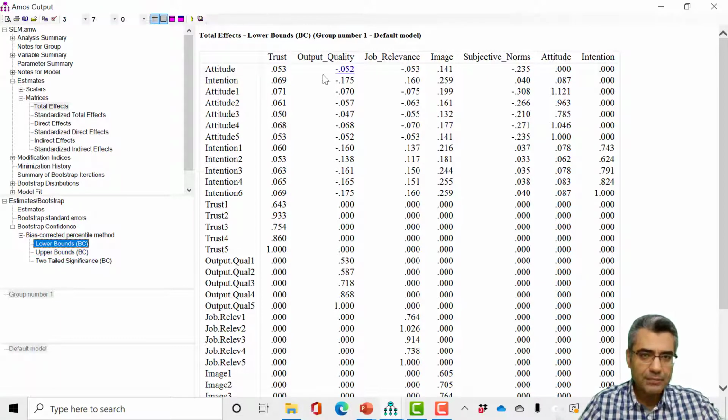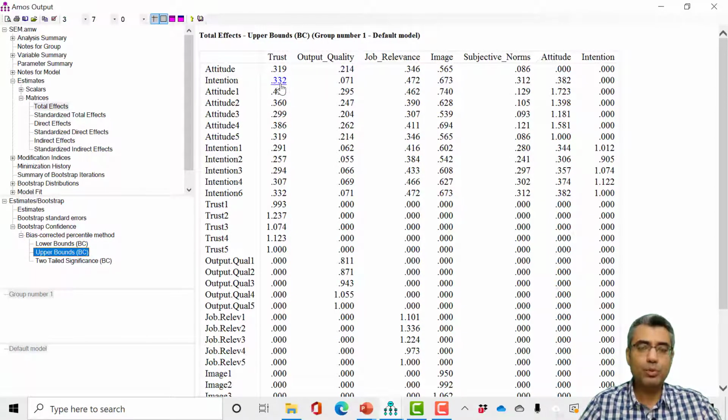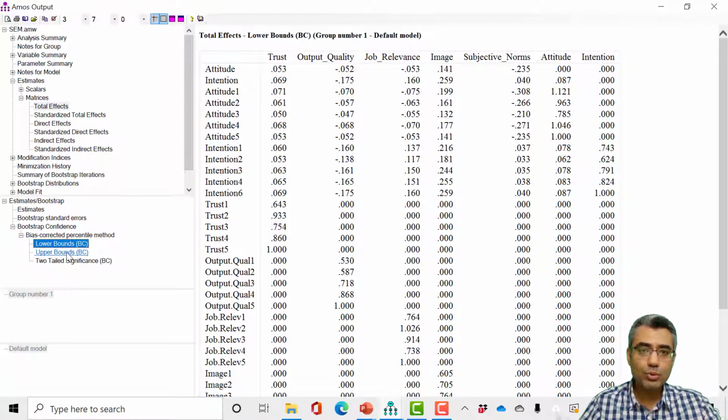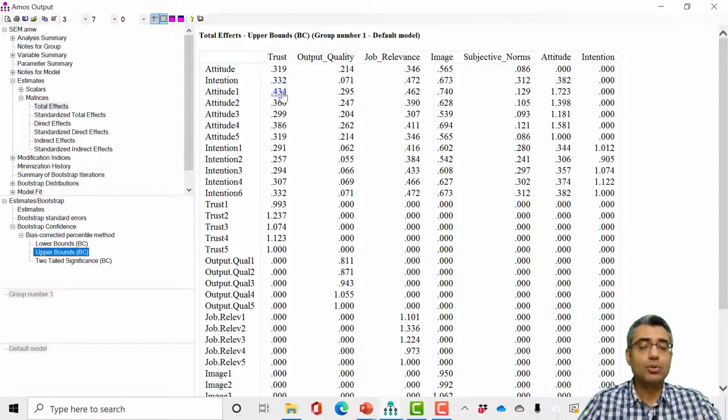For example, let's say here, trust to intention. The lower bound is 0.069 and the upper bound is 0.332. And 0 does not fall between these two, you see, 0.069, 0.332. So 0 is outside of this range. This means trust to intention is significantly different from 0. This means a significant relationship. And we already knew because we already checked the p-value.